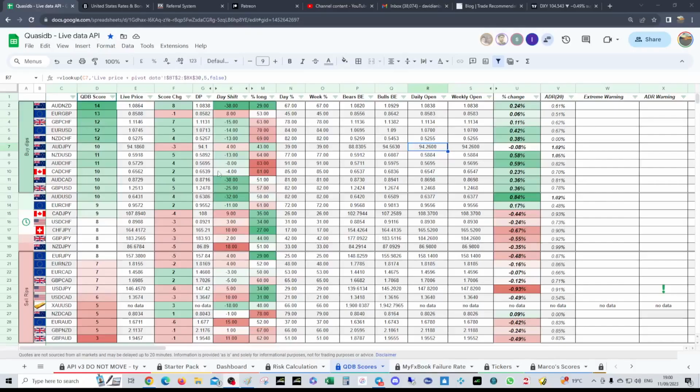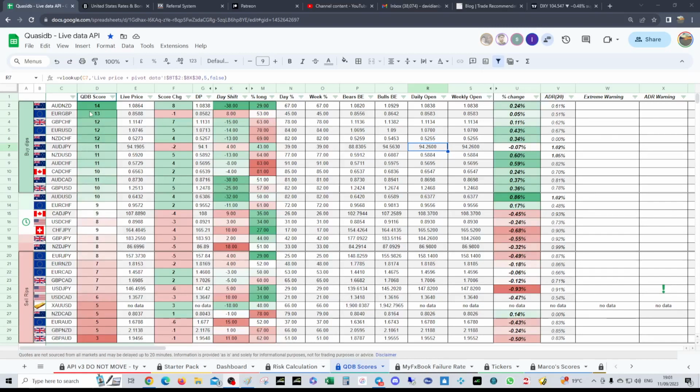Hi guys, so I've had a lot of questions on the QDB scores, and it's going to be worth my while to make a video to explain some of the features that we can see on this particular tab, and how to use this data. The question that I had was actually, should we always look at the top?